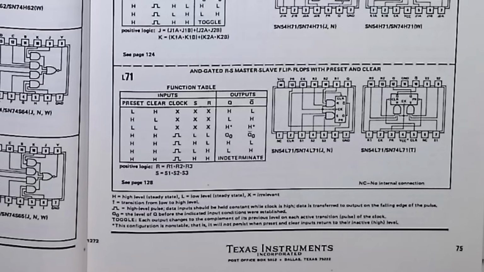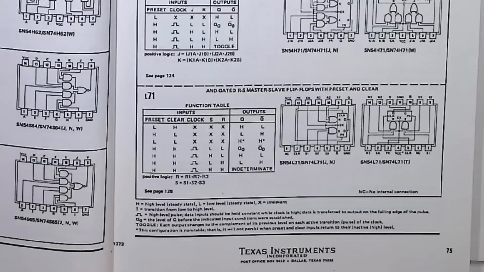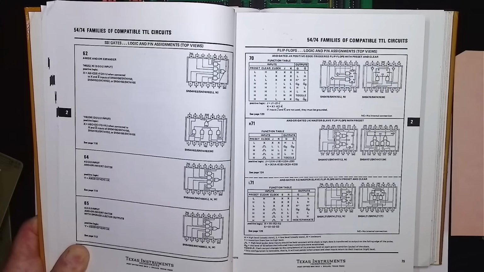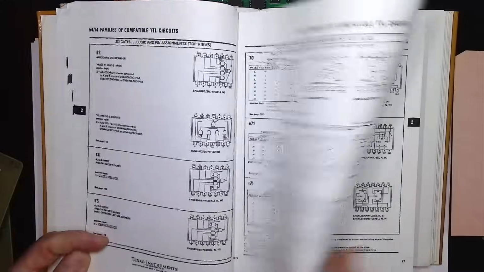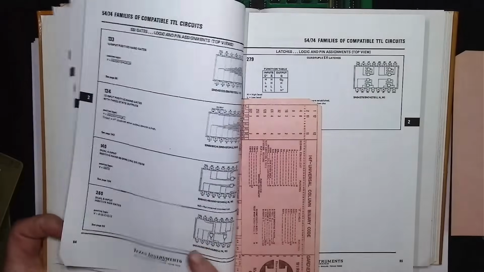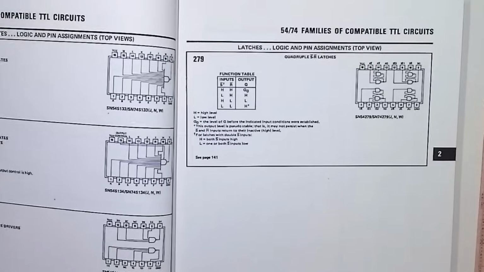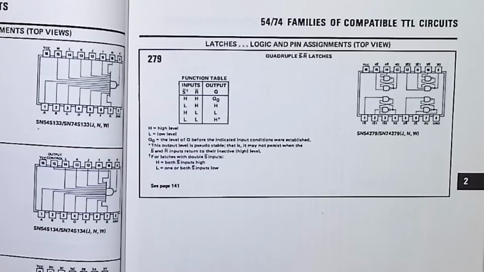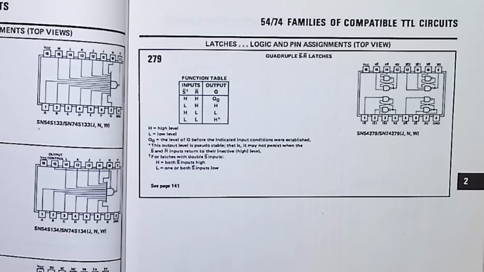It's a clocked, ANDed RS flip-flop. After the 7471, you need to go way up to the 74279 to find another RS latch. That's a quad RS, and it literally is just four little sets of cross-connected NANDs inside a package. And it's a handy little 4-bit storage cell if you need it.